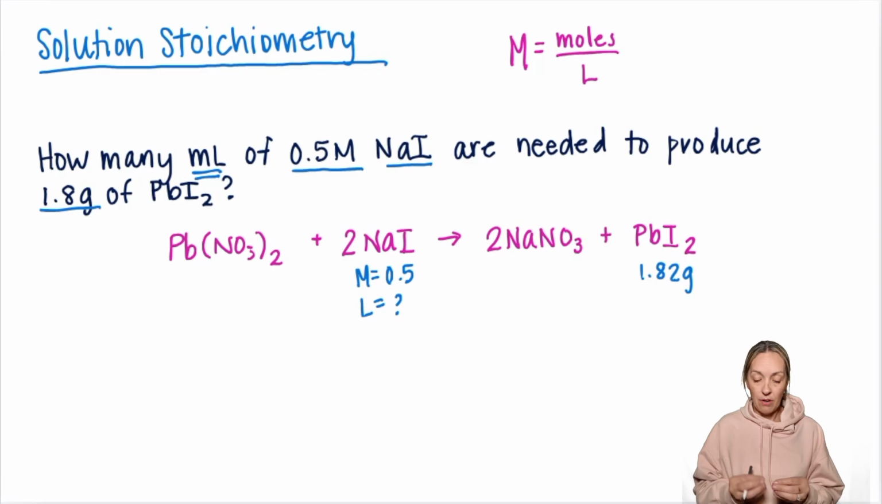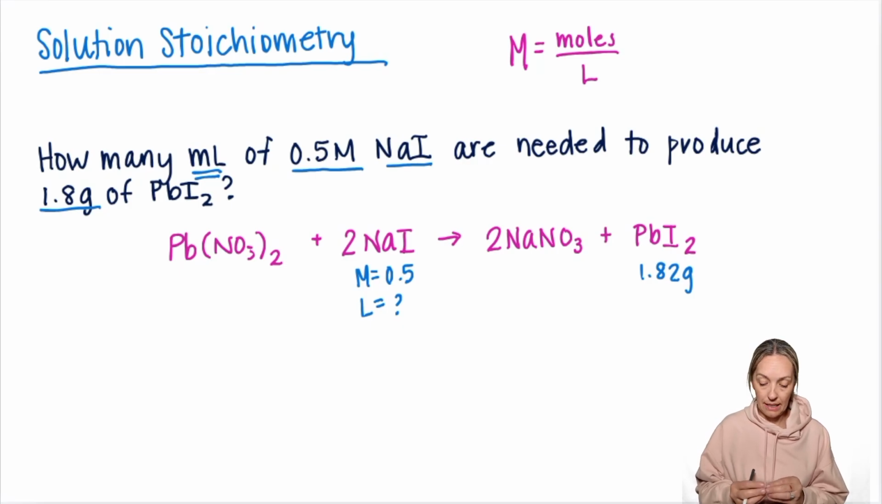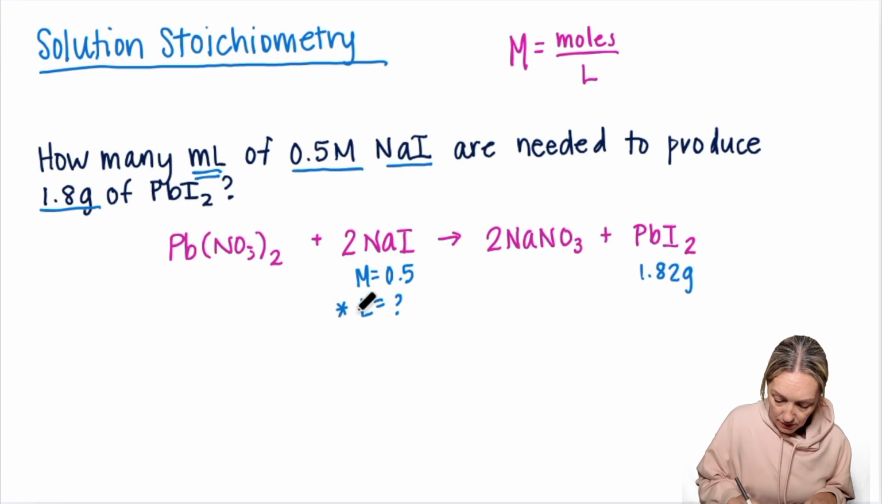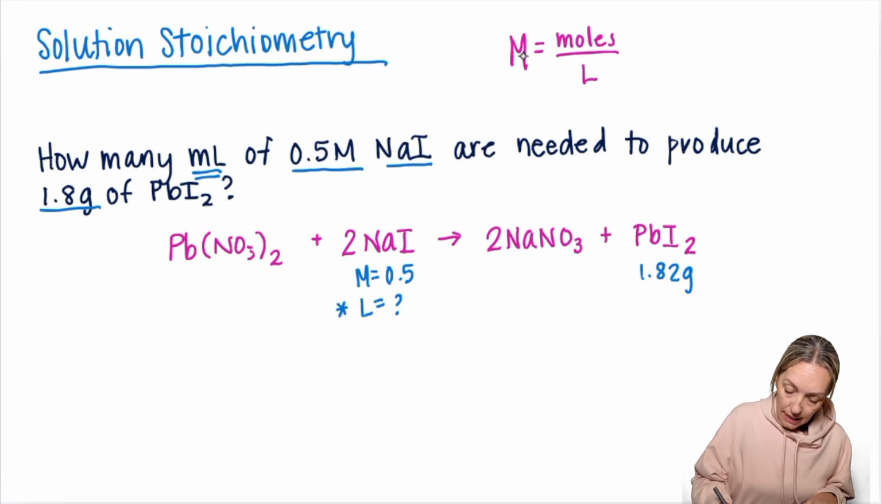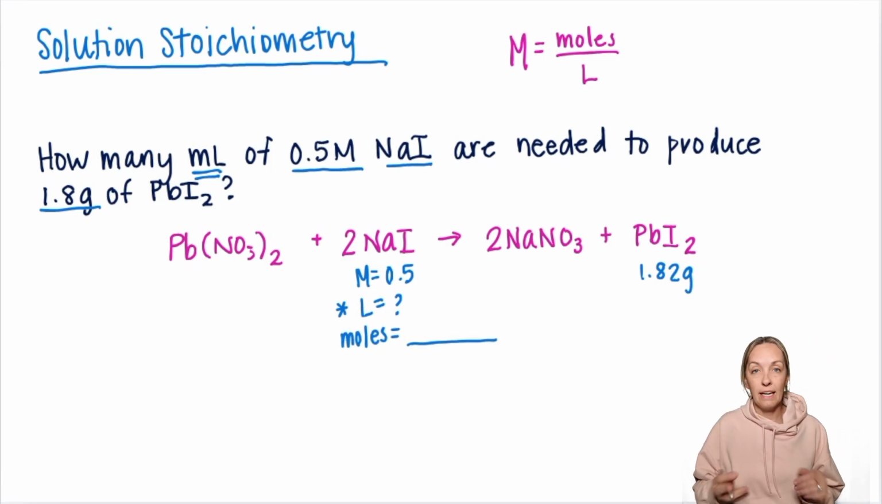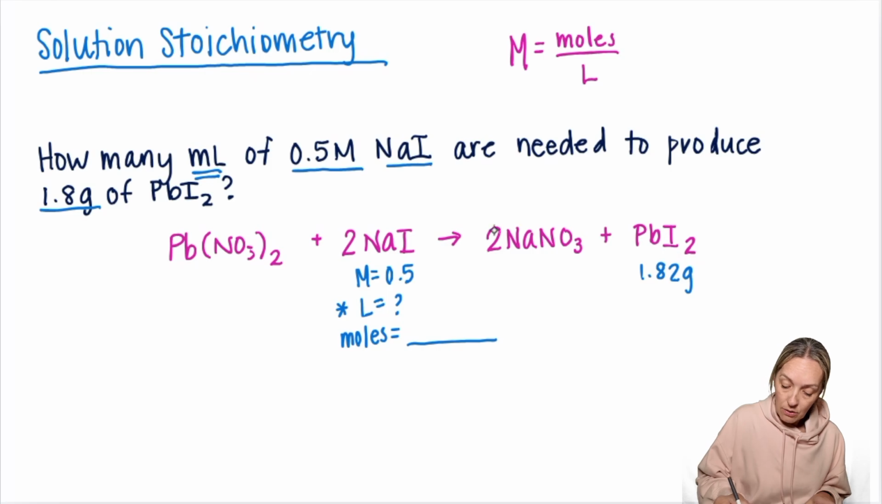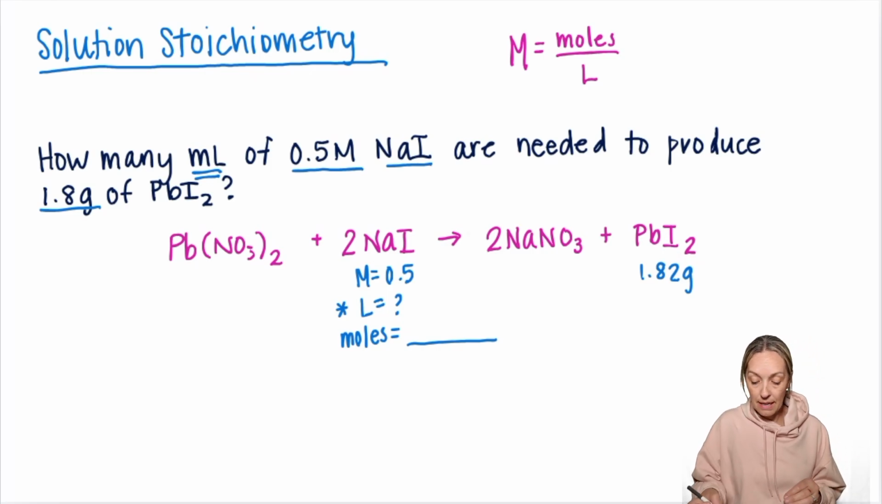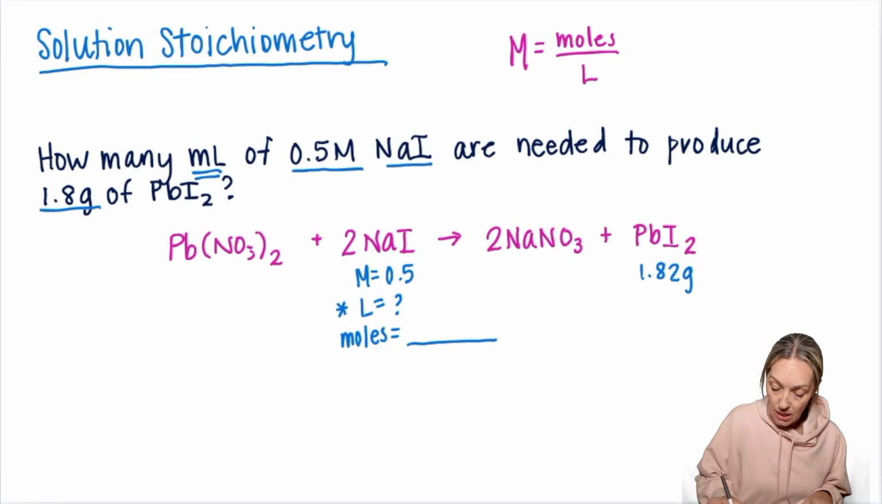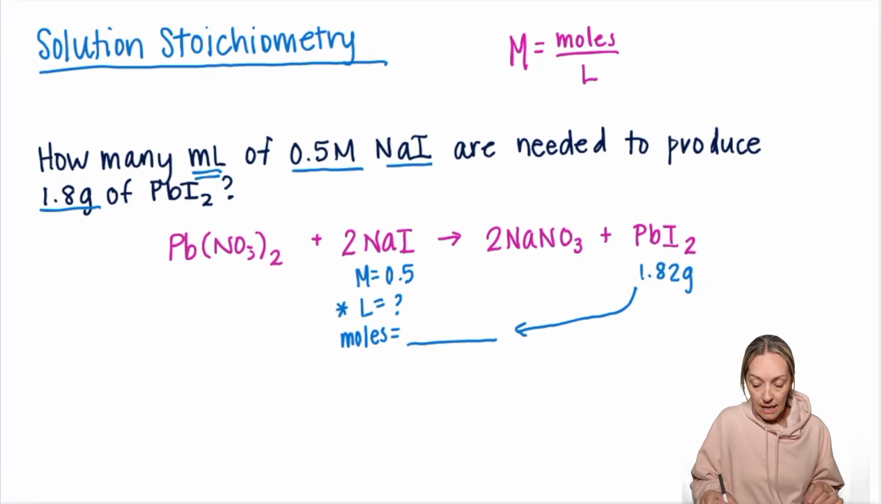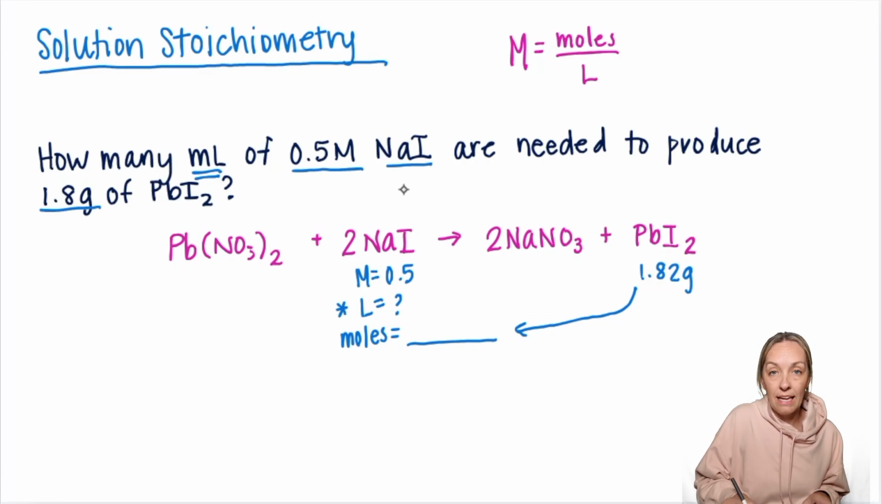So now that we have all of our numbers organized, we need to figure out a plan. If I ultimately want to find the liters of NaI, and I know the molarity of the NaI, the only missing piece of information is moles of NaI. If I can find the moles, then I can solve this problem. Now, if I have 1.82 grams of PbI2, I can find the grams or the moles of any other substance in this balanced equation using my stoichiometry. So I can use my stoichiometry to convert my grams of PbI2 in order to get moles of NaI.